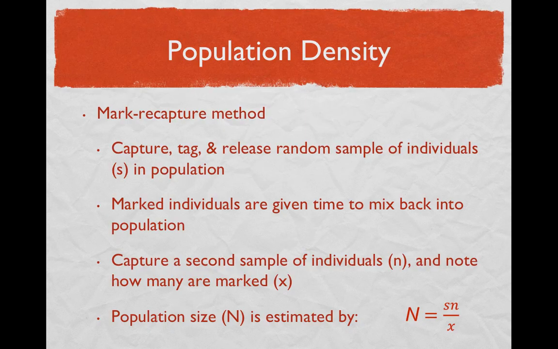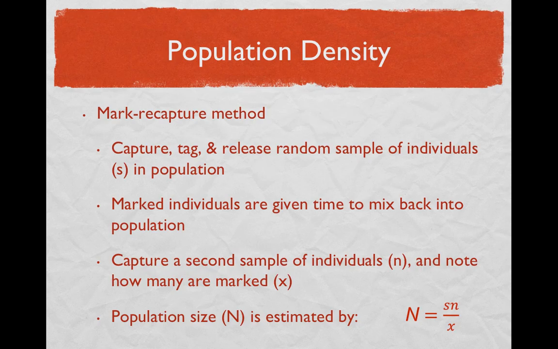But the point is to tag them so that we know whether or not we've seen them before. So, random sample of individuals, we capture them, we tag them, we re-release them. All right. And then over a certain period of time, we're going to go back and recapture a second set of samples.